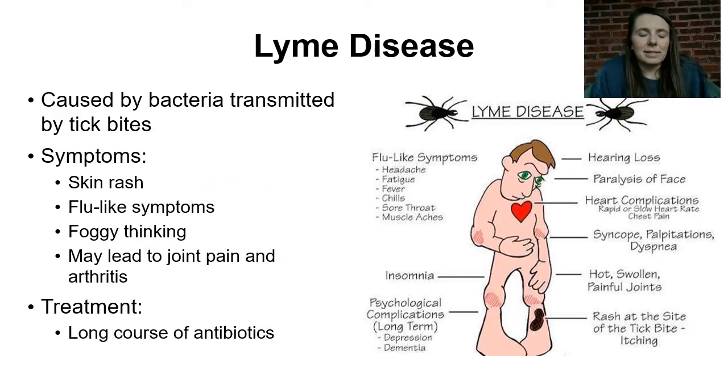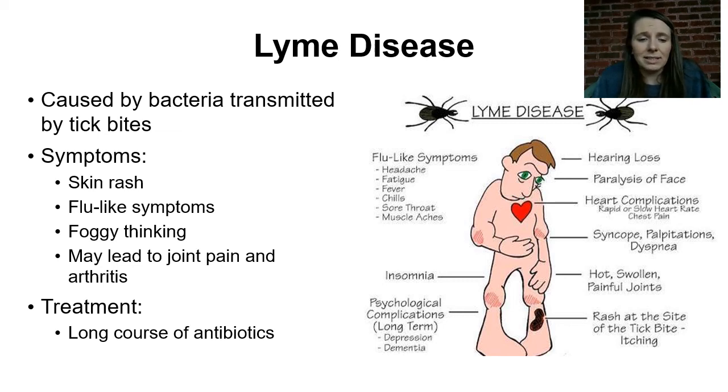Okay, so we talked about arthritis, and now we're going to wrap up here with Lyme disease. And Lyme disease is caused by bacteria that is transmitted through tick bites. So some of the symptoms of Lyme disease are skin rash, some flu-like symptoms like headache and fever and fatigue, chills, sore throat, muscle aches, that kind of thing. Also, being kind of foggy thinking, so you are kind of fuzzy, you can't really think that clearly. And then also joint pain and arthritis is a very common symptom of Lyme disease.